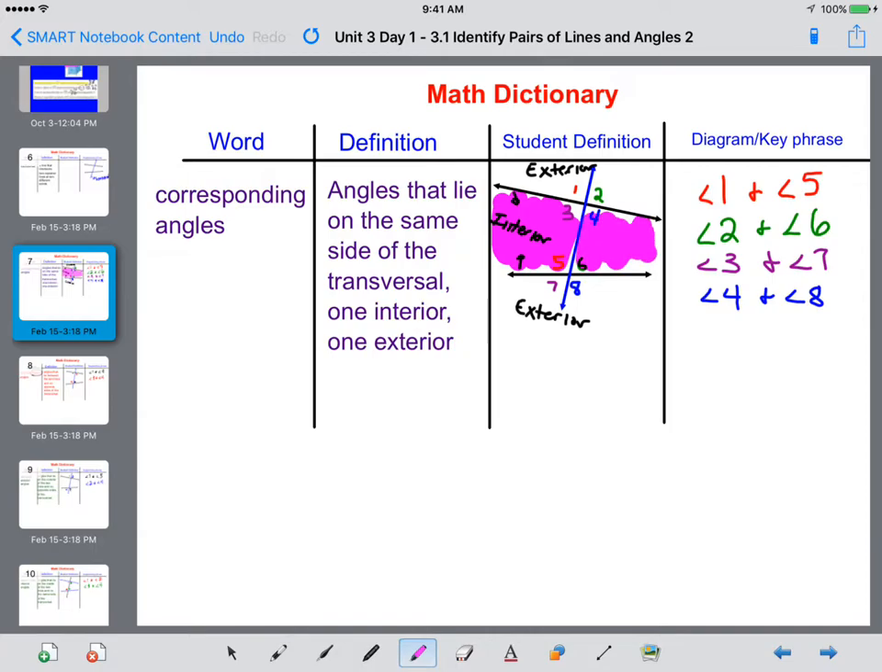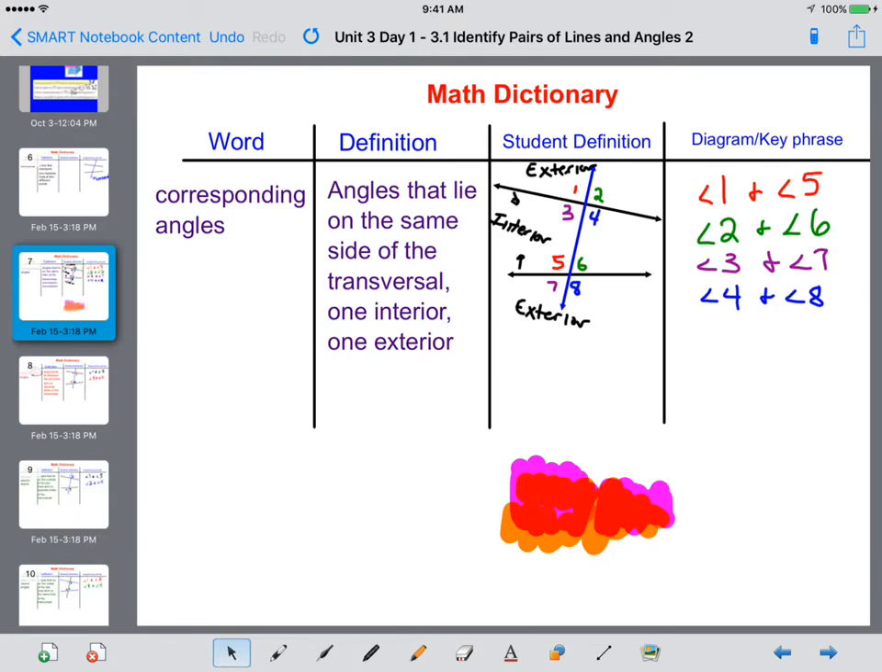So 3, 4, 5, 6 are interior. My exterior angles lie outside the lines. Okay, and corresponding, so let me just pull this stuff away. Corresponding angles, I have them color coded. So angle 1 and angle 5 are corresponding because angle 1 is an exterior and angle 5 is interior, and they lie in corresponding places. They're on the same line. One has to be exterior and one interior.